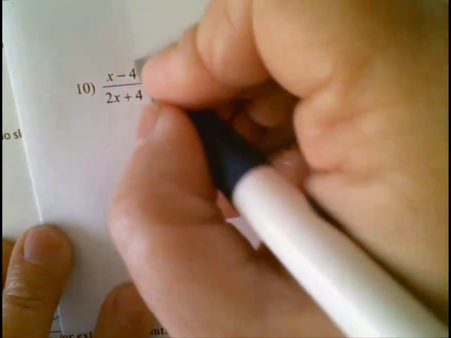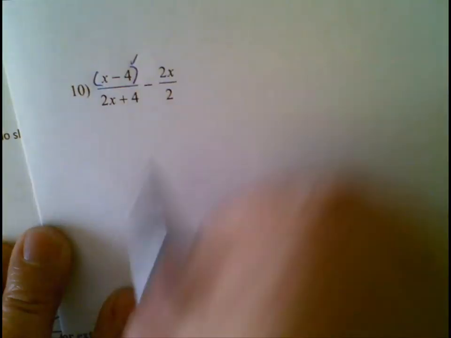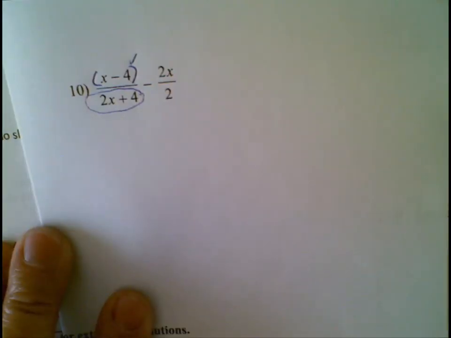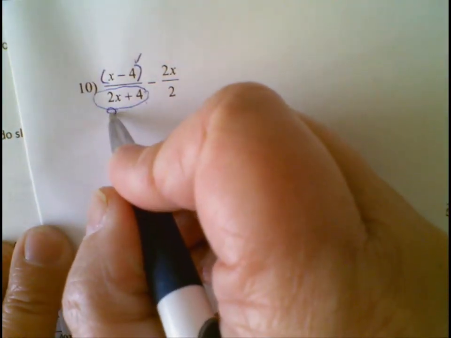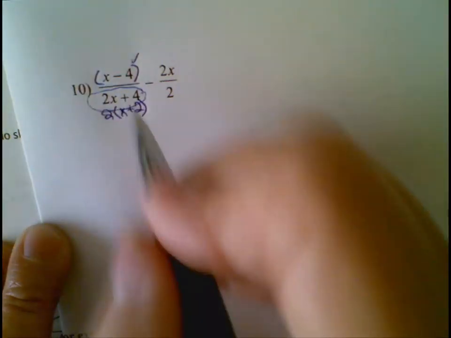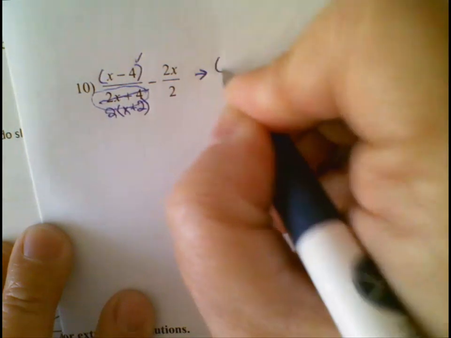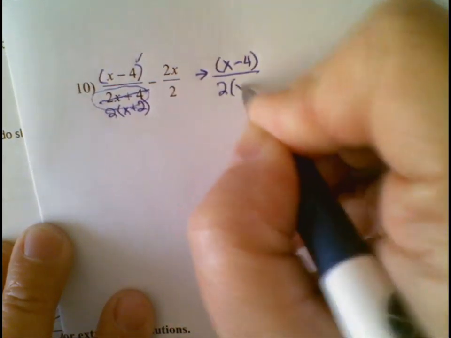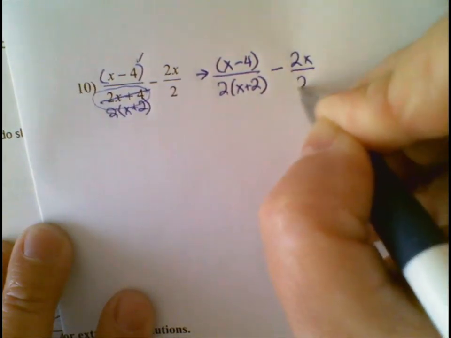The x minus 4 is already factored. We'll just put parentheses around it. 2x is already factored. 2 is already factored. But this down here, 2x plus 4, can be factored. There is a GCF of 2. So I'm going to pull out a 2 and write x plus 2. So let me just rewrite that so it's a little cleaner. I have x minus 4 over 2x plus 2 minus 2x over 2.